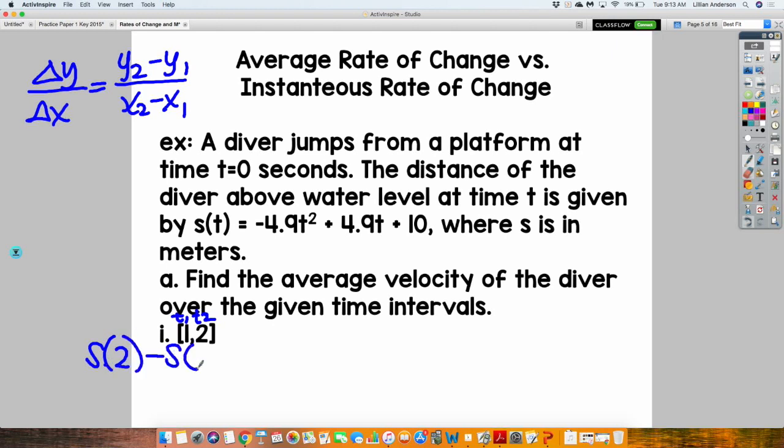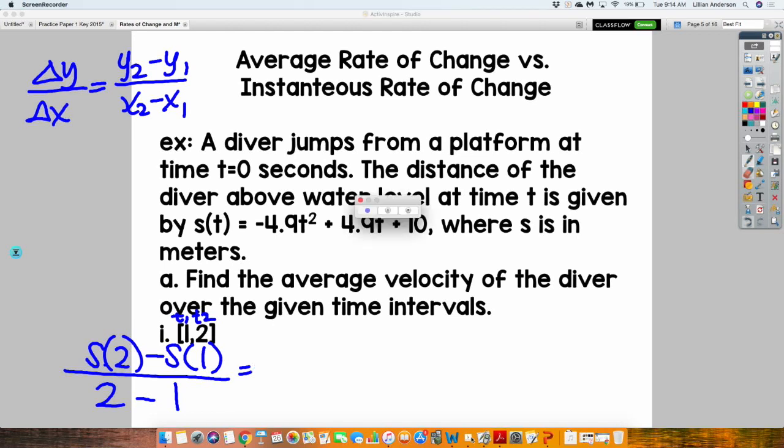How high they are at 2 seconds, subtract it from how high they are at 1 second, and then divide it by the actual time, because in this case, t represents x. Is everybody following? Okay. Let's use your calculator for a few of these problems. So let's figure out what is S of 2. That literally means we're going to plug 2 in for t into our equation, and then also plug in 1 into our equation as well.